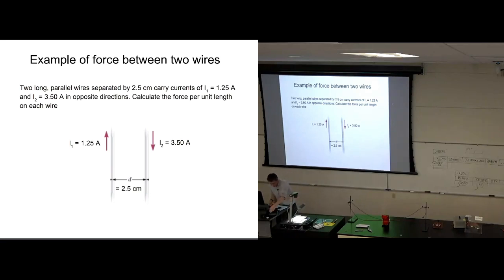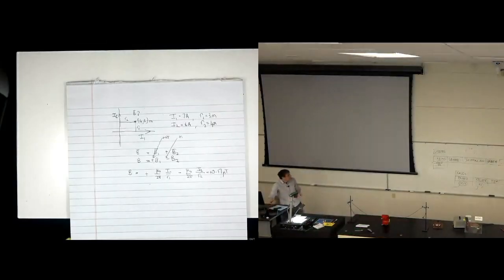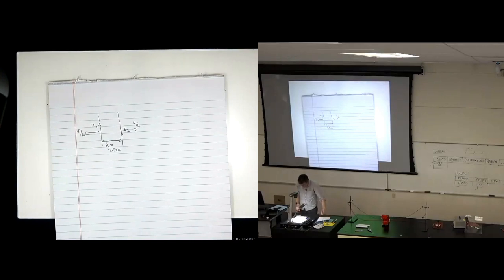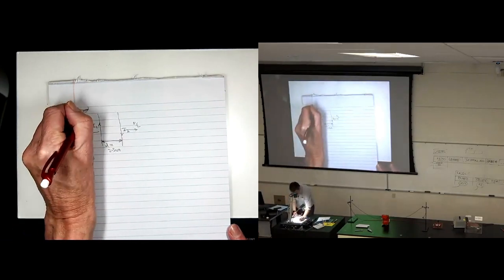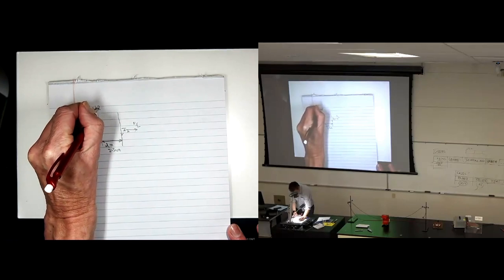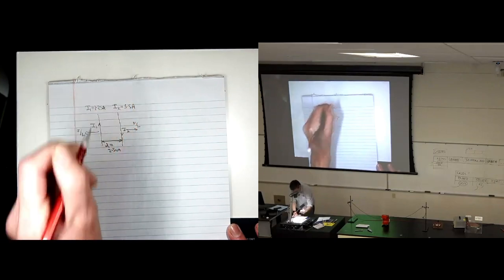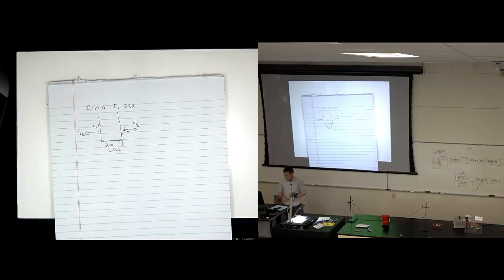So I'll do this on the document camera, and this is just a quick, straightforward application of that law, Ampere's law, that we figured out for the force between two straight wires. I made a sketch of the situation. I1 was 1.25 amps, and I2 was 3.5 amps. Those are the two currents, and the separation was 2.5 centimeters.